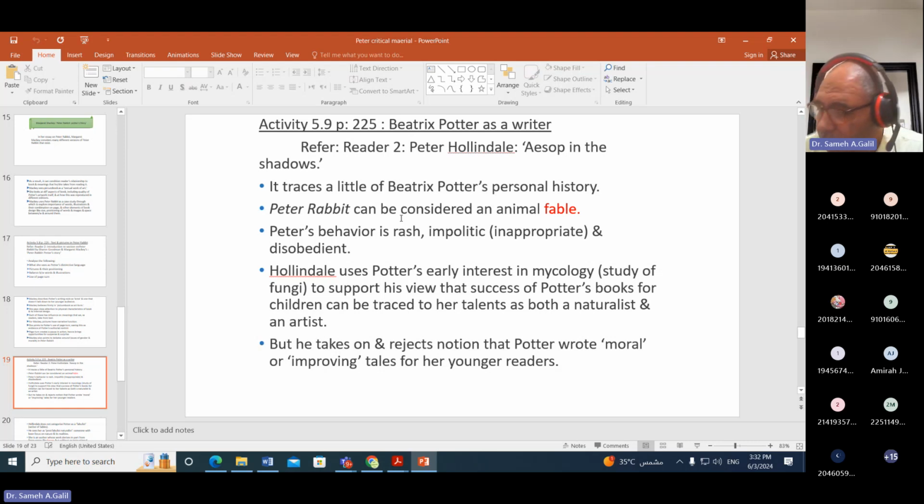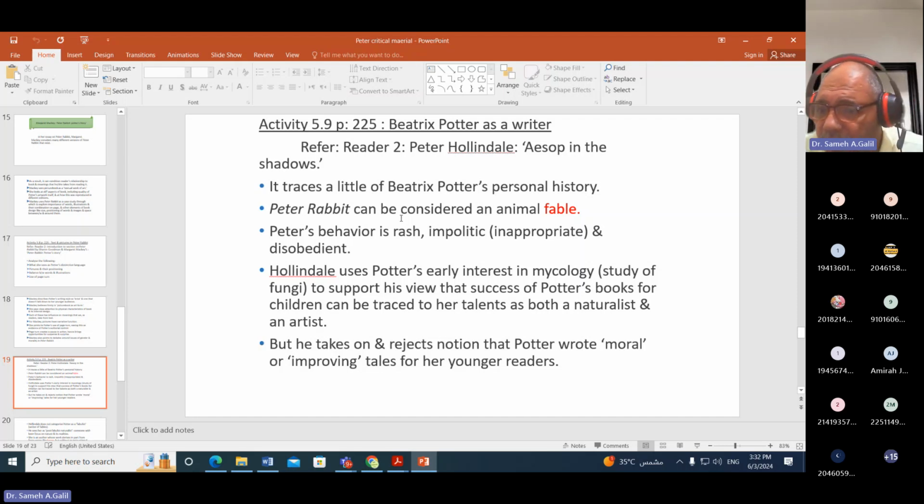So fables, like I said, are books where you have animal characters, and they behave like human beings. They are given human attributes. So Hollindale is trying to prove that this has always been there since Aesop, the very famous Greek writer, hundreds and thousands of years back in time.